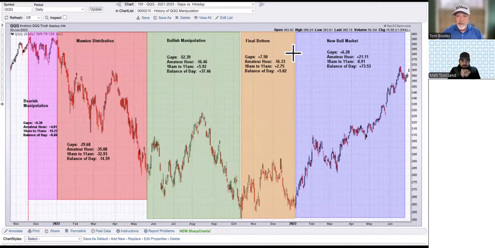In the morning. And then once we had this final bottom in place right here, double bottom, this is when the new bull market began. And look, after 11 a.m., the QQQ during this phase went up $73. And the whole period was pretty much up. But you can see after 11 a.m., there was just nothing but buying, which to me was very bullish. So that was kind of the anatomy of that cyclical bear market back in 2022.